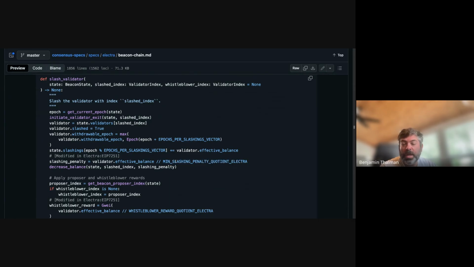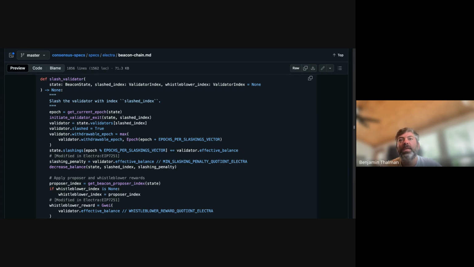So when you think about that as a fraction, 1 over 4,096 is 128 times less than 1 over 32. Practically speaking, if you have a validator with an effective balance of 32 ETH, the penalty is going to be about 0.008 ETH versus 1 ETH. So you can get a sense of how much less that initial slashing penalty is.